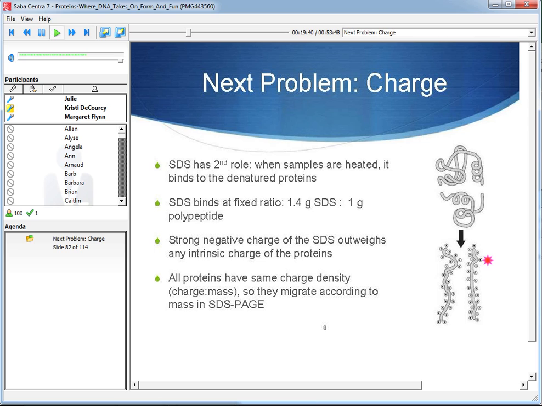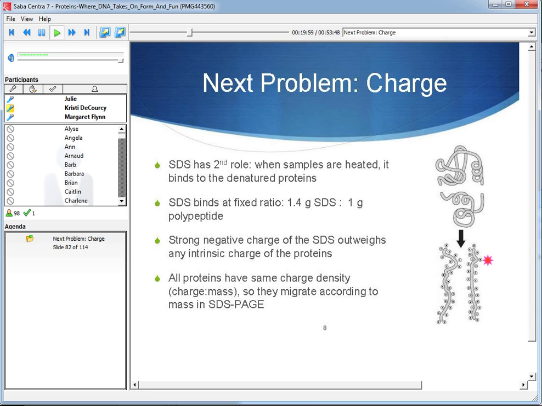Every 1 gram of polypeptide will have 1.4 grams of SDS bound to it. And these are strongly negative molecules. That O- group on it makes them very strongly negative, so that negative charge will actually outweigh any intrinsic charge or lack thereof on the protein, making them all negative.